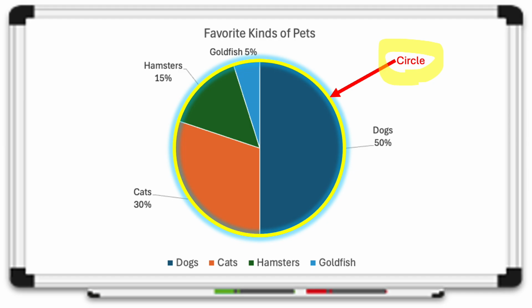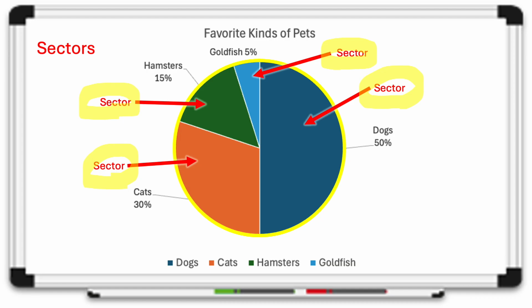The circle. This shows everything in your group, like your whole class or all the candies in a jar. The sectors. These are the slices of the circle. Each one stands for a part of the whole. For example, if 10 people like dogs and 6 people like cats, both would have a sector that shows how big their group is compared to the others.